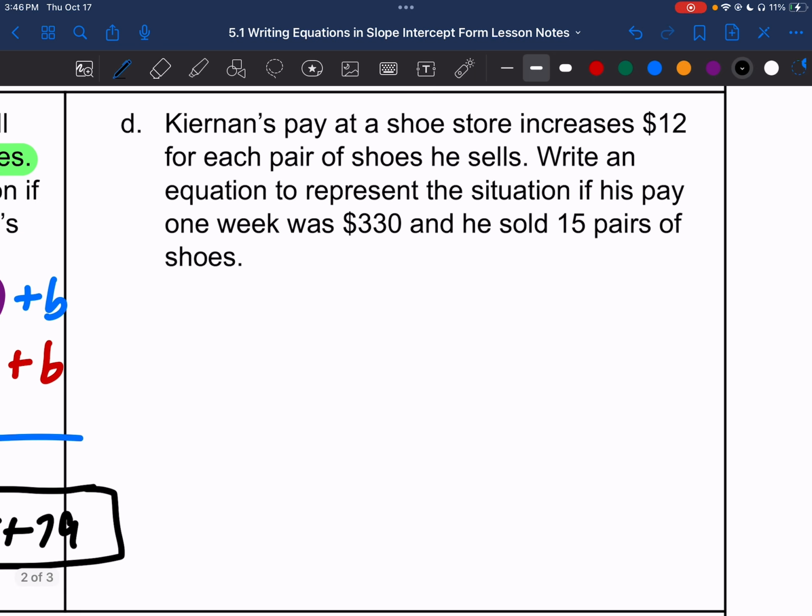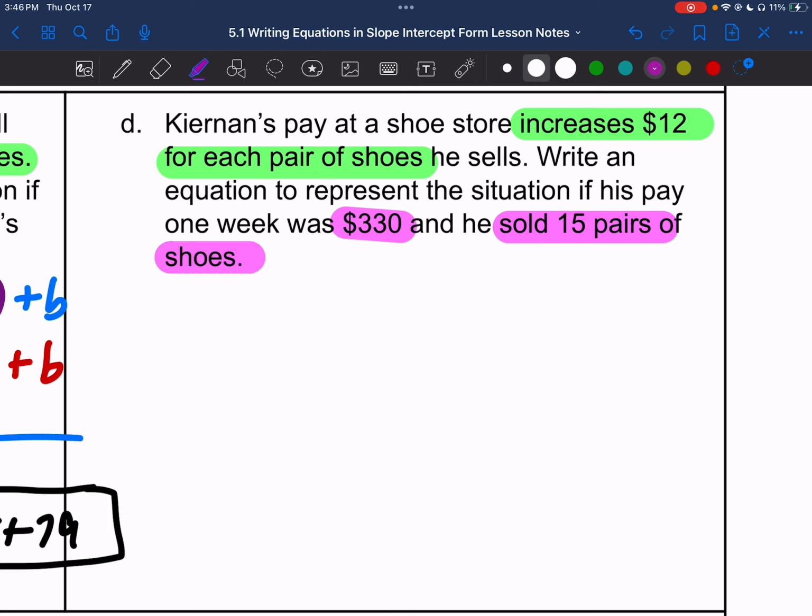Letter D, we have Kiernan, and Kiernan is a sneakerhead, and he's working at a shoe store. And he gets an increase of $12 per pair of shoes that he sells when it comes to his pay. Write an equation to represent the situation if his pay 1 week was $330 and he sold 15 pairs of shoes. Well, we have that his pay increases $12 per pair of shoes he sells, and we know that he made $330 1 week when he sold 15 pairs of shoes.